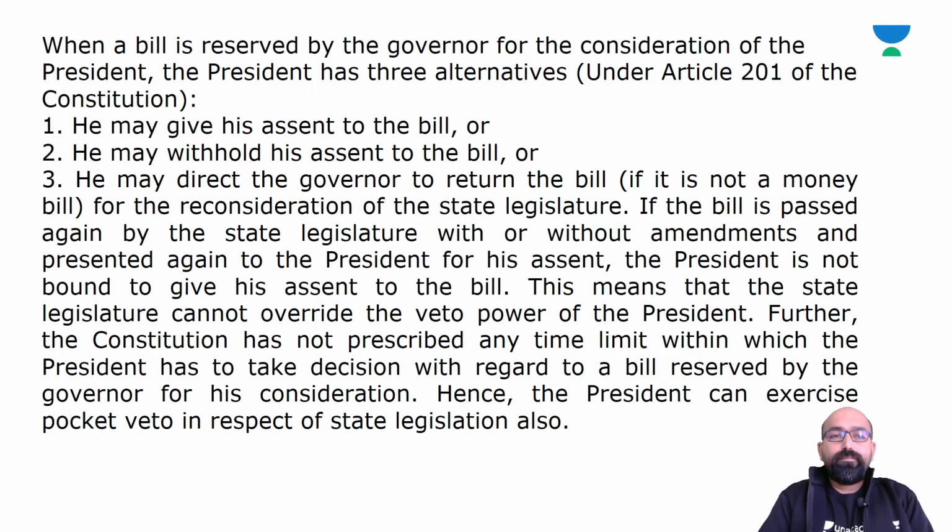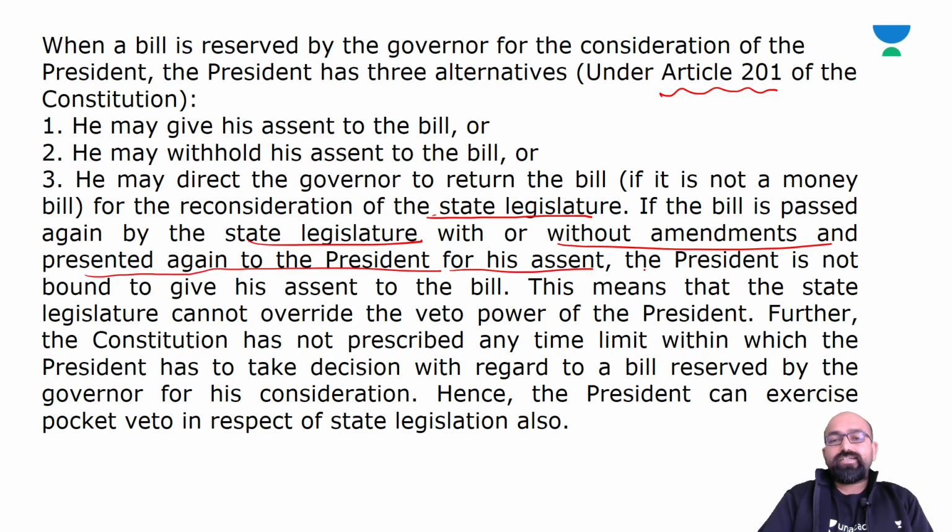Now, when a bill is reserved by the governor for consideration of the president, then the president has three alternatives under Article 201 of the Constitution. So the president may give his assent to the bill, may withhold his assent to the bill, or he may direct the governor to return the bill for the reconsideration of the state legislature, and if the bill is passed again by the state legislature with or without amendment and presented again to the president for his assent, the president is not bound.